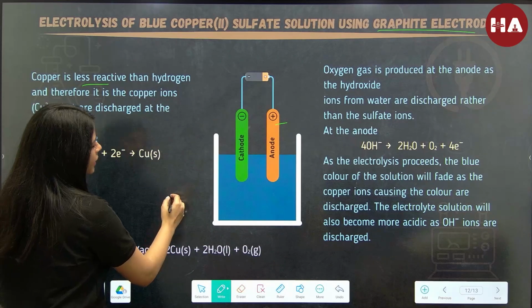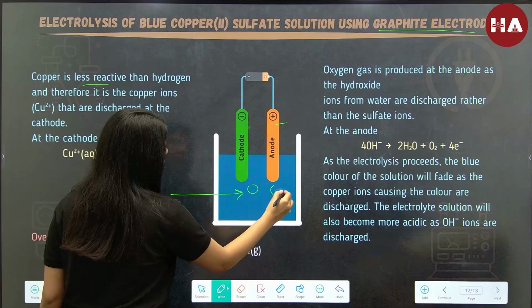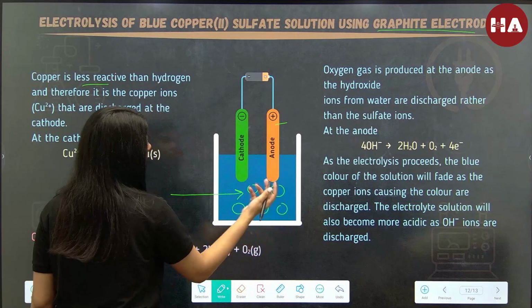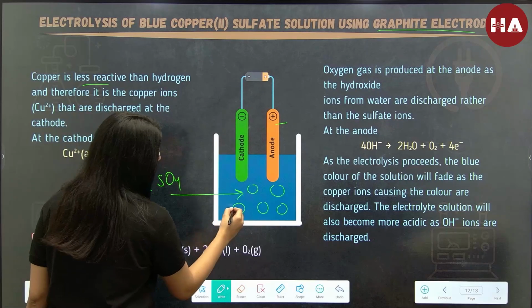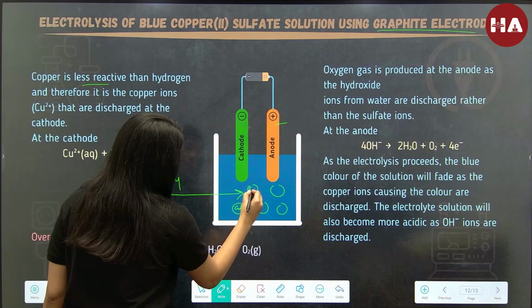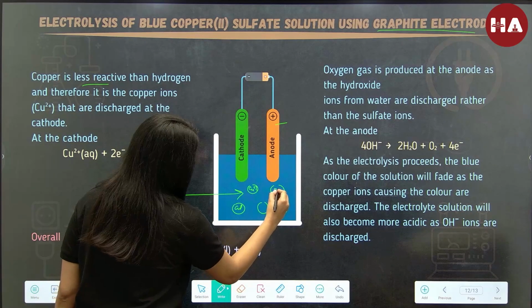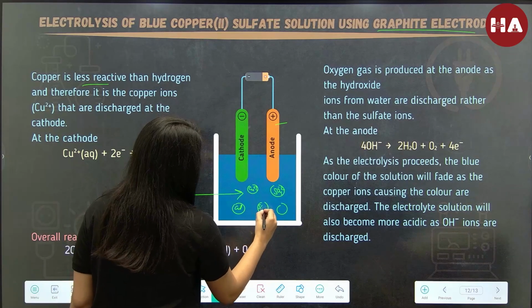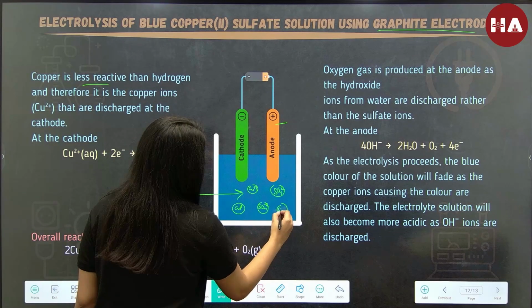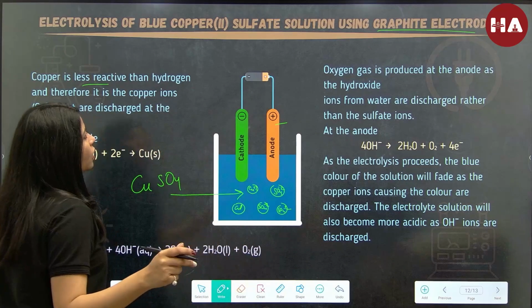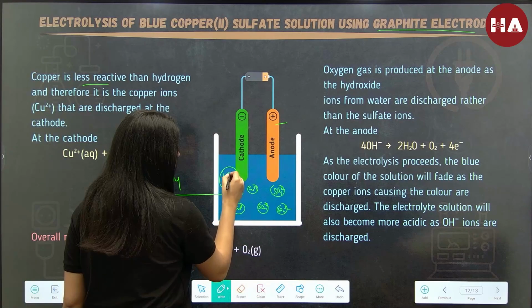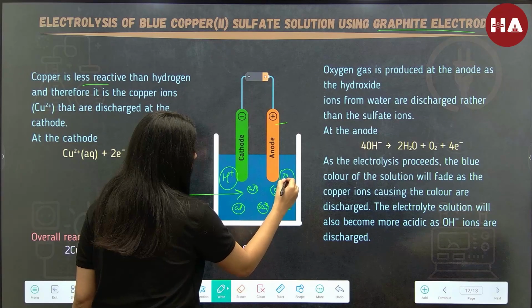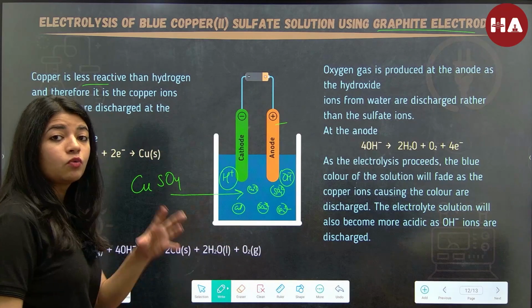Copper is less reactive. Okay, so what is actually happening? Here, the electrolyte is copper sulfate only, CuSO4. So I can say Cu plus 2 ions and SO4 minus 2 ions will be present, correct, along with water. Water ions will also be present. It means H plus ions will also be present, and OH minus ions will also be present. Correct.